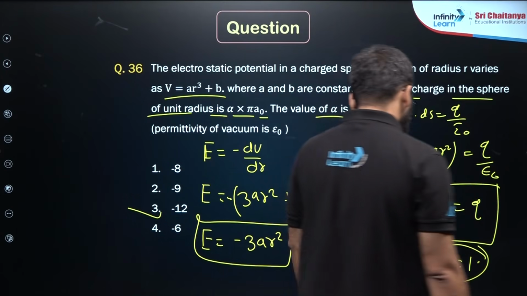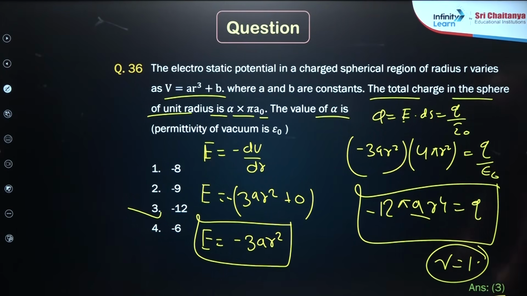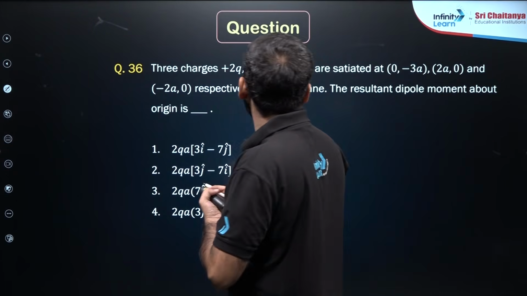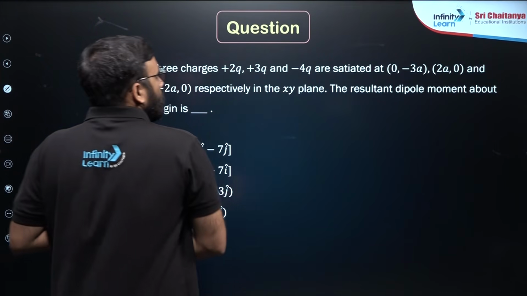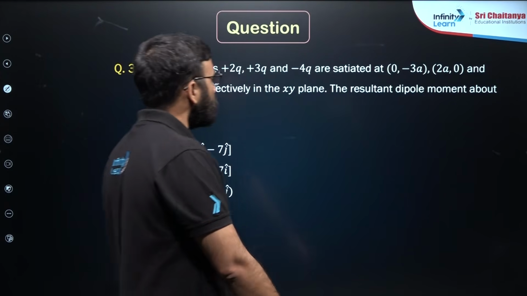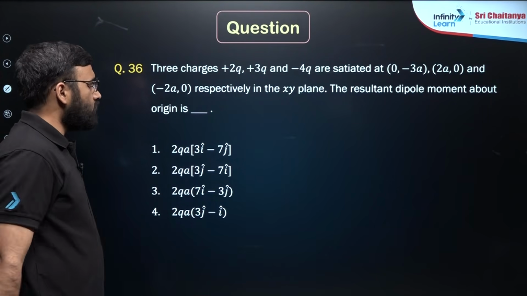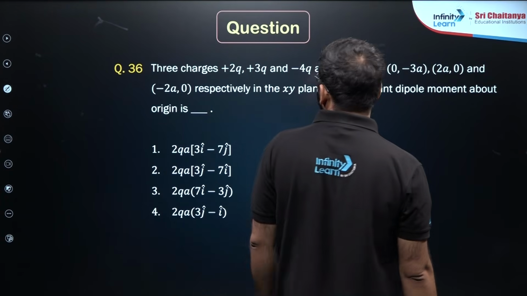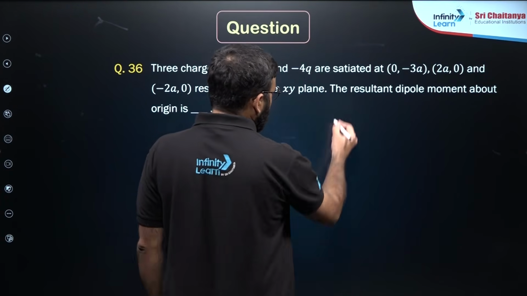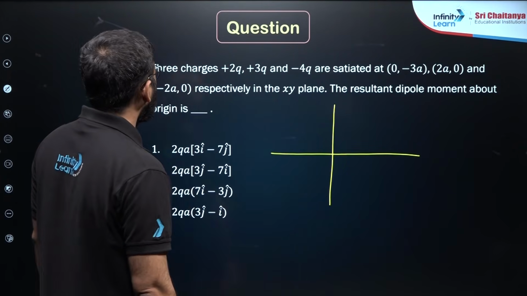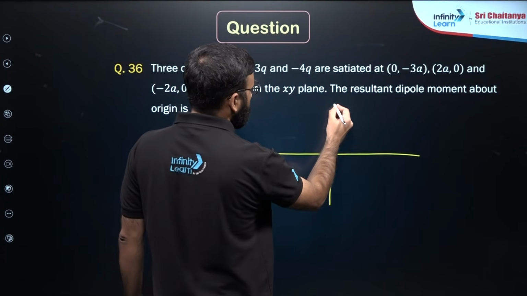Next question, so option third is your correct answer. Next question, 3 charges plus 2q, plus 3q, minus 4q are set at 0 comma minus 3, and 2 comma 0, and minus 2 comma 0 respectively in the xy plane. So the resultant dipole moment about the origin. So this is my xy plane, so it is my origin.